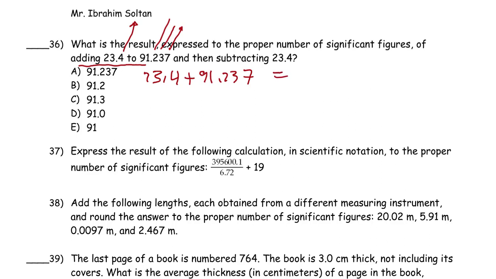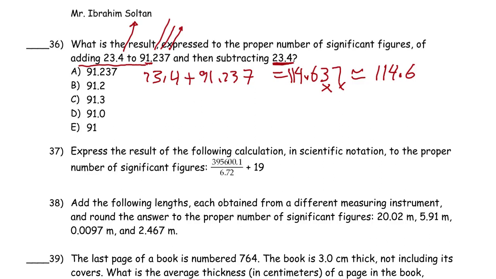So 7 plus 0, 7, 3, 2 plus 4, 6, 1 plus 3, 4, 9 plus 2, 11, sorry. But we need to round it. We will cancel these 2 numbers because 3 is less than 5. So 114.6 only. And then subtract the same number, 23.4.